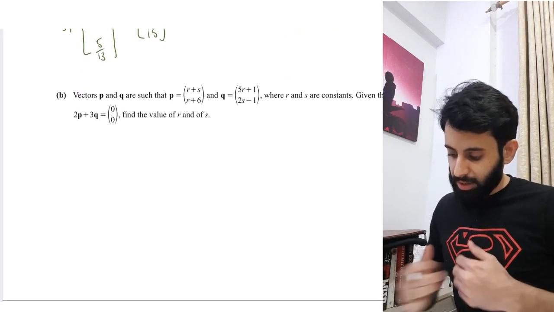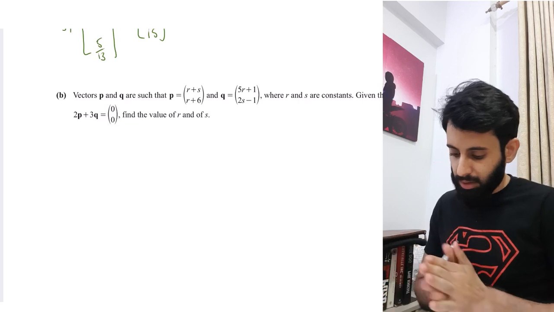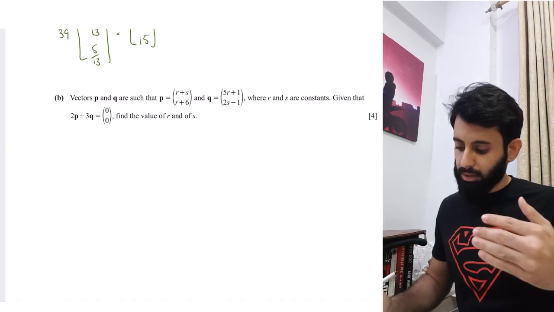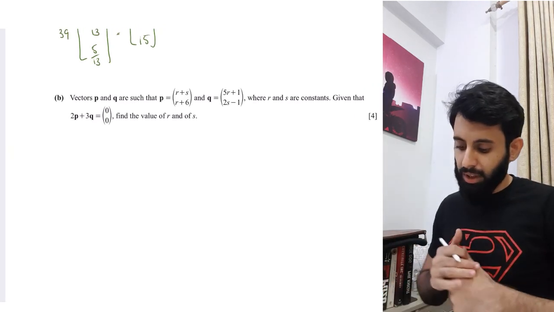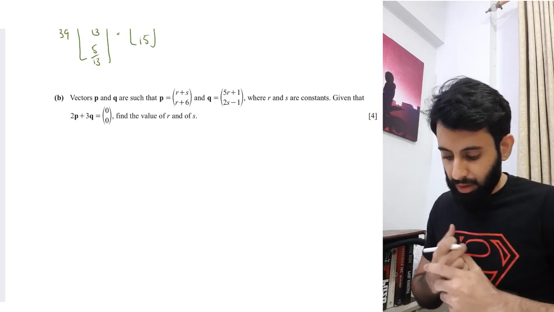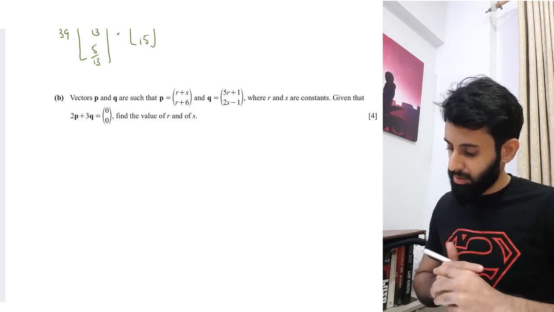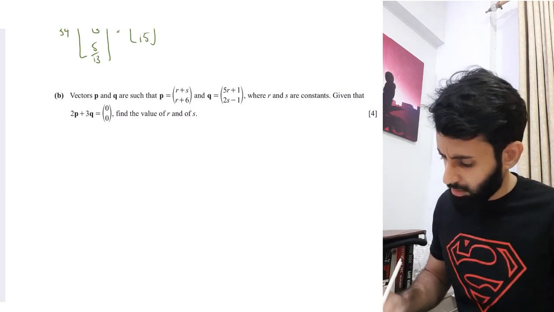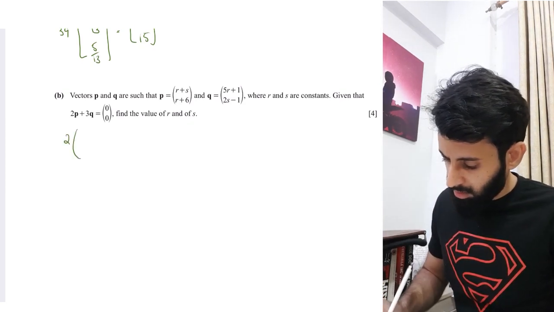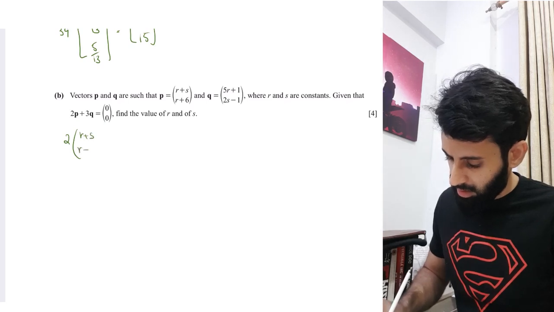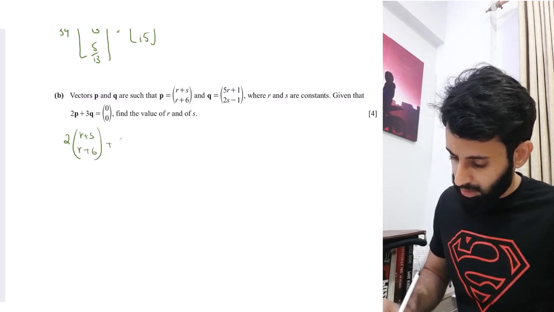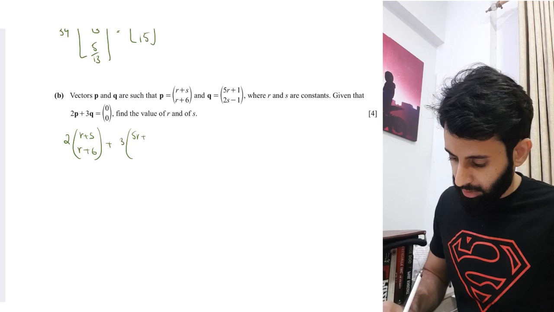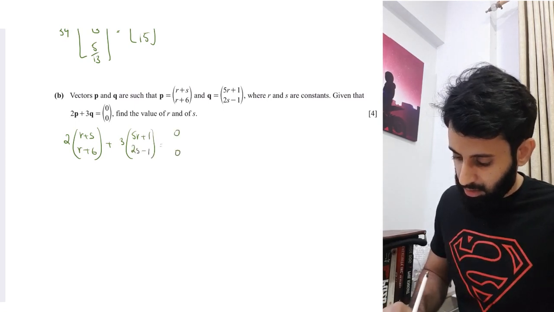Anyway, it says vectors p and q are such that p is equal to (r plus s, r plus 6), and q is equal to (5r plus 1, 2s minus 1), where r and s are constants. Given that 2p plus 3q is equal to (0, 0), find the value of r and the value of s. So this shouldn't be too difficult. 2p means 2 times (r plus s, r plus 6), plus 3q means 3 times (5r plus 1, 2s minus 1), is equal to (0, 0).